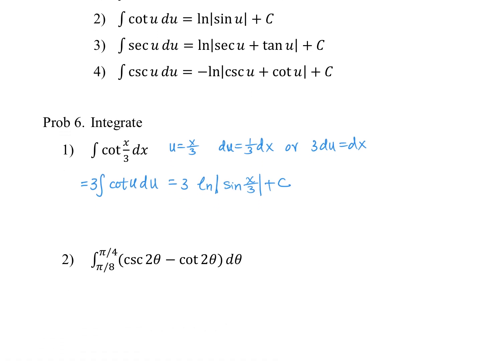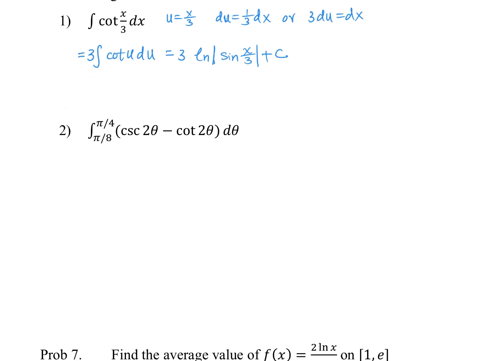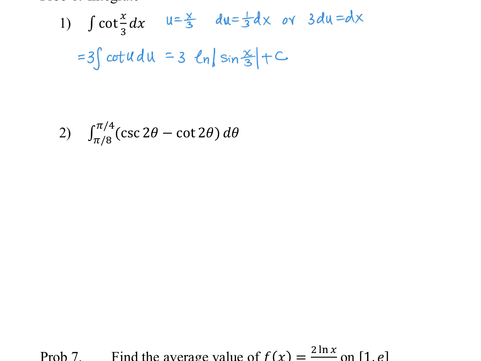Let's try one problem that is the definite integral. Here we have 2 theta inside, so let's call u as 2 theta, which means du is equal to 2 d theta, or 1/2 du is the d theta. So we solve for d theta. And this is a definite integral, so let's change the limits at the same time.